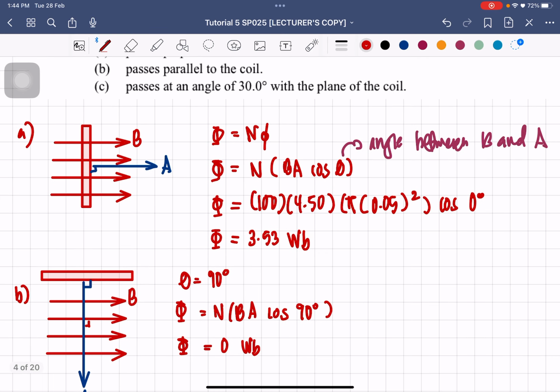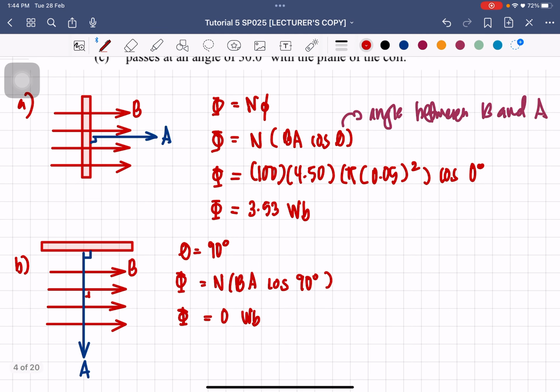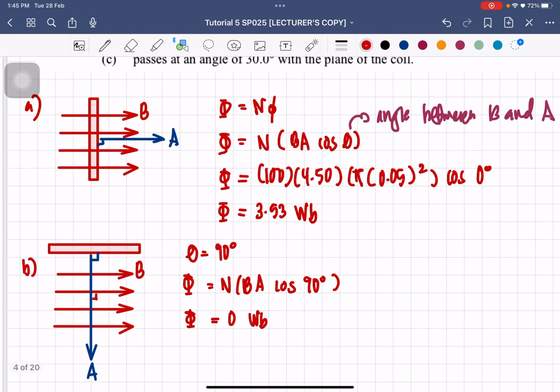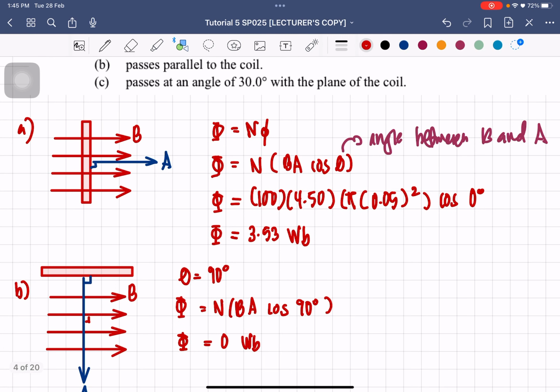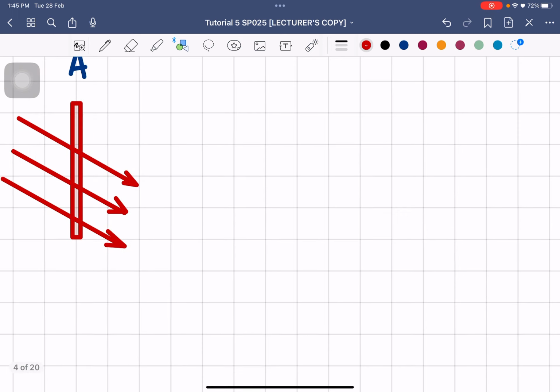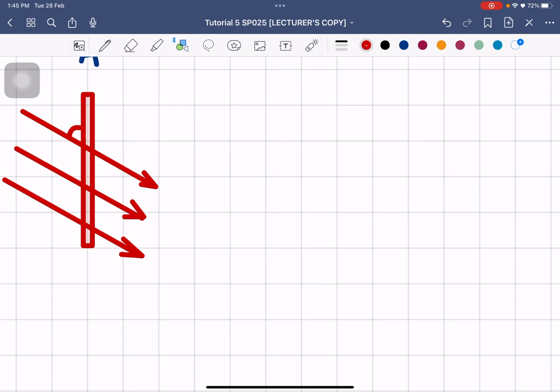Okay, next it says it passes at an angle of 30 degree with the plane of the coil. So the plane of the coil, the magnetic field passes at an angle of 30 degree. So now what changes is, I'm just gonna assume the plane of the coil is this one, and then the magnetic field is at a 30 degree angle. Okay, so this is the magnetic field. Passes at angle of 30 degree. So basically the angle here is 30 degree.